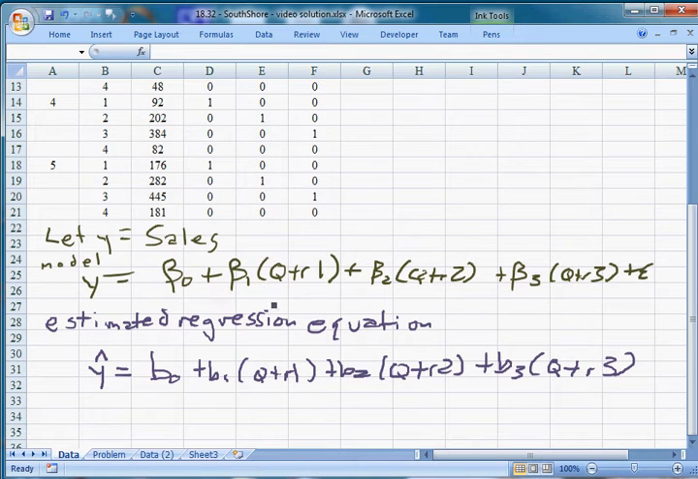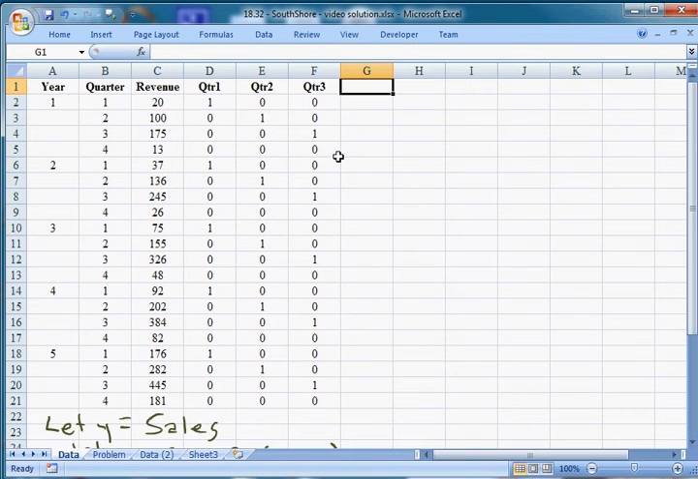I feel like there was something else I was going to say. I don't know. Anyway, let's run this regression now.